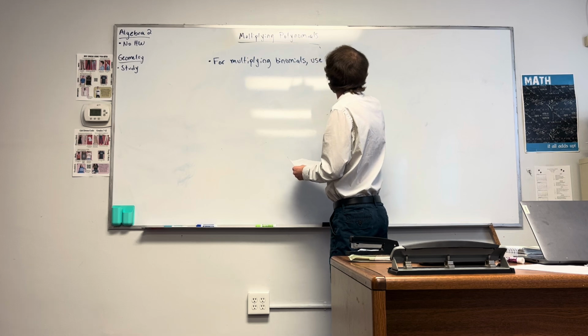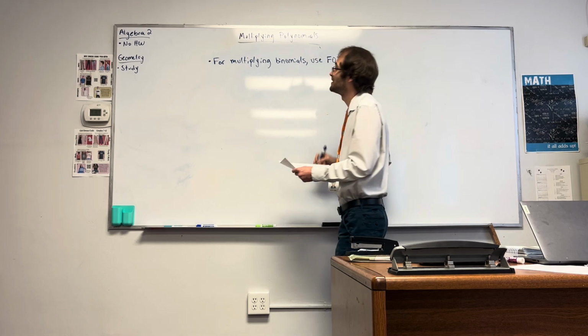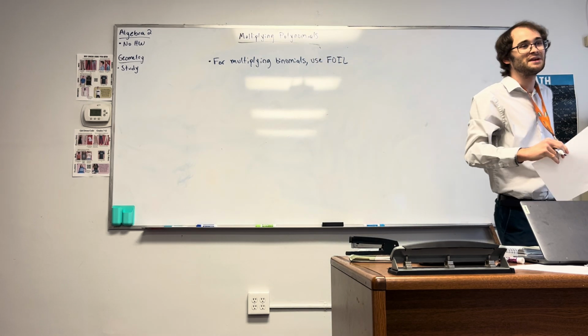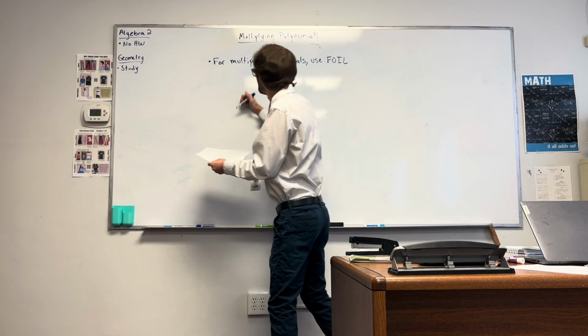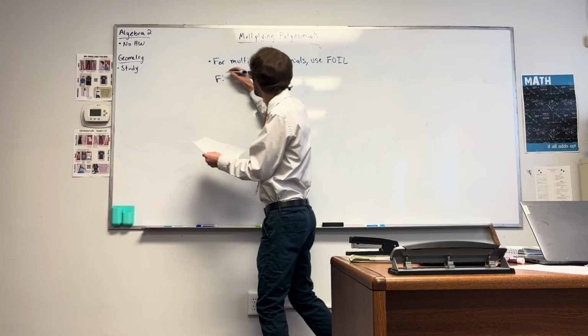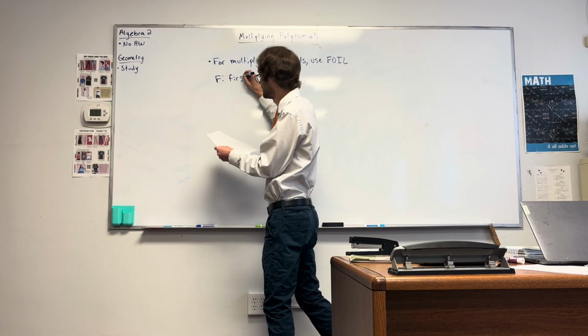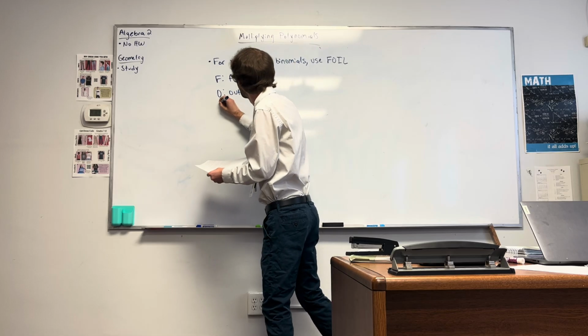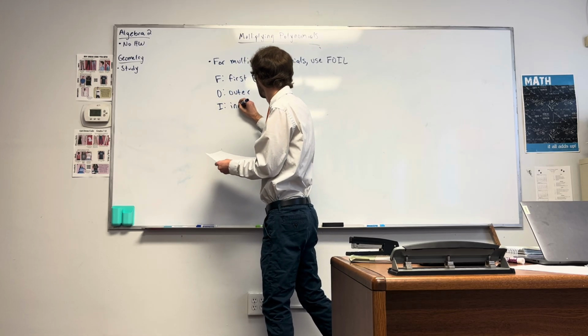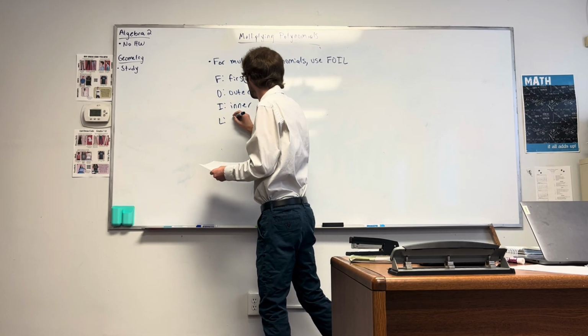What's a FOIL? That's a great question. I'll list it out here. It basically tells you the order in which to multiply things. It stands for, the F is first, O is outer, I is inner, and L is last.